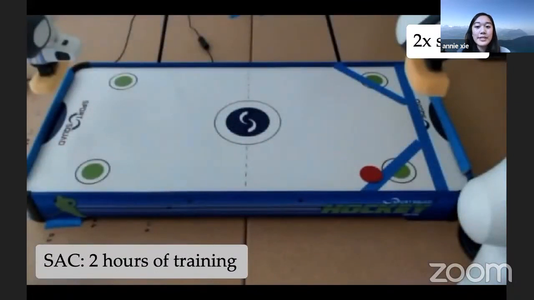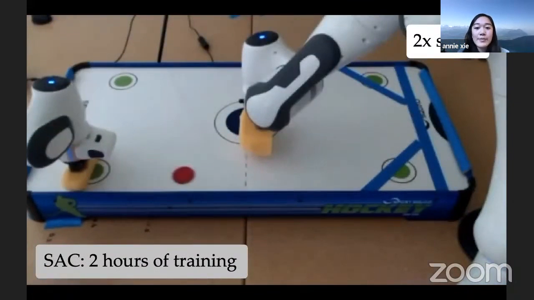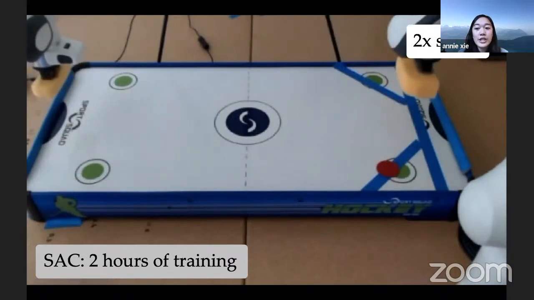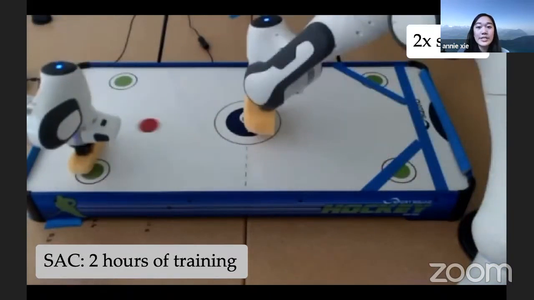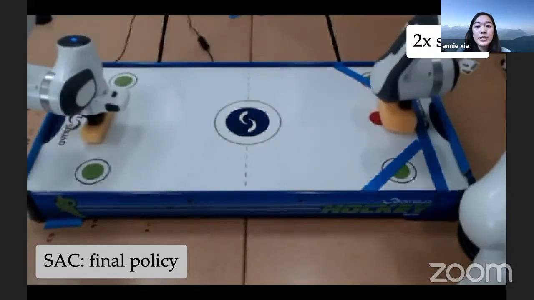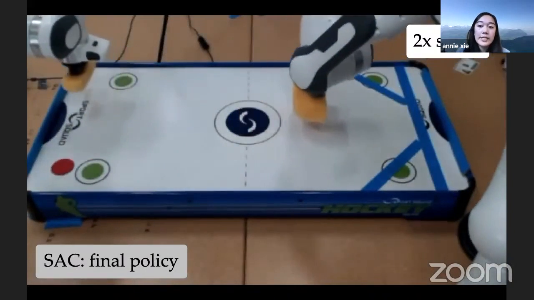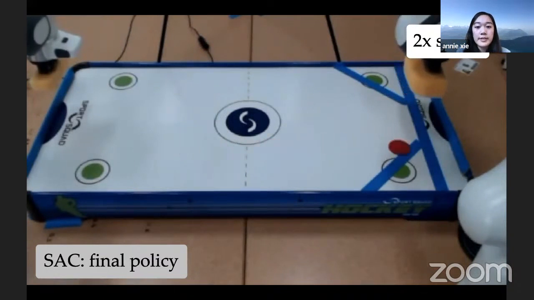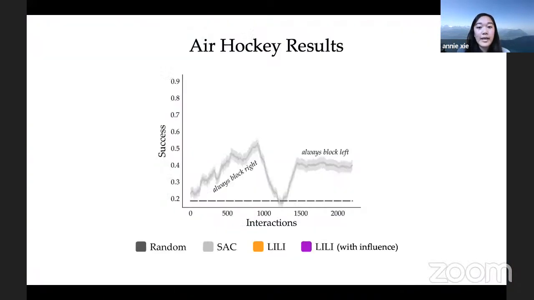So we first trained a policy with soft actor critic. And again, because it doesn't model the opponent, this agent learns to block only one mode, which is its right side. And near the end of training, it switches to blocking left instead every time, which earns it higher rewards. And here, instead of rewards, we plot the success rate over training, and we see that the final policy achieves about a 40% success rate.